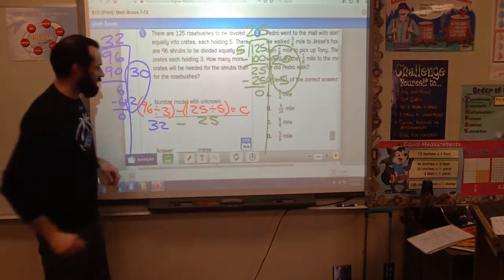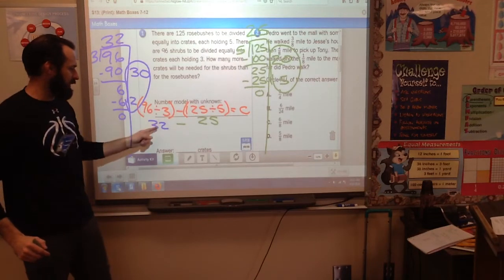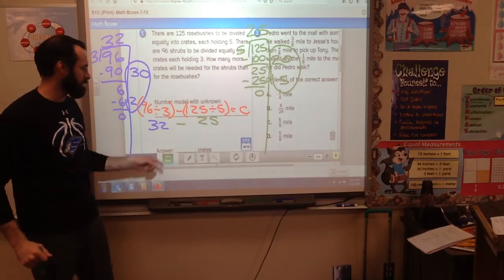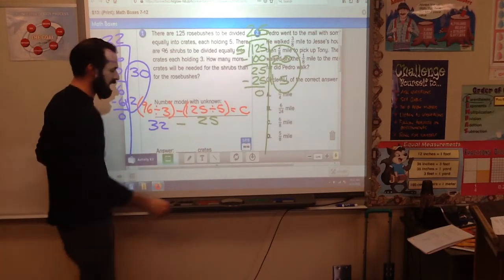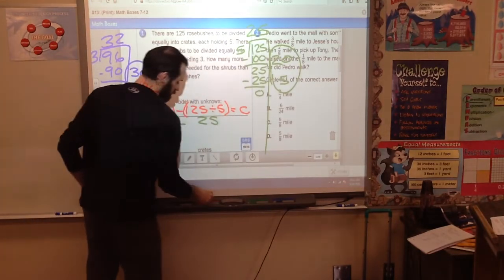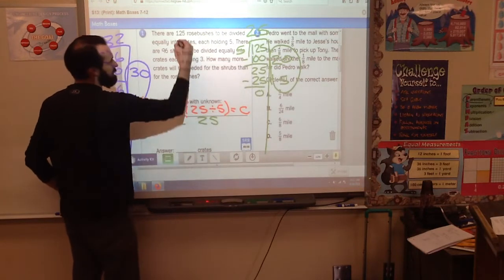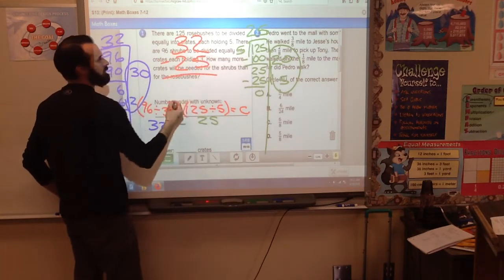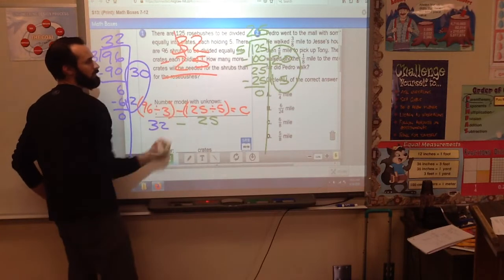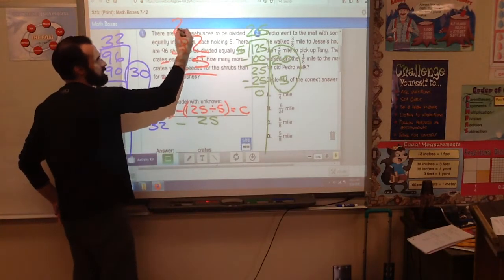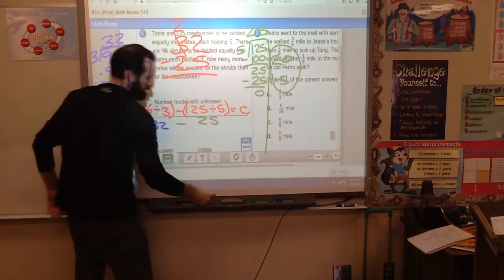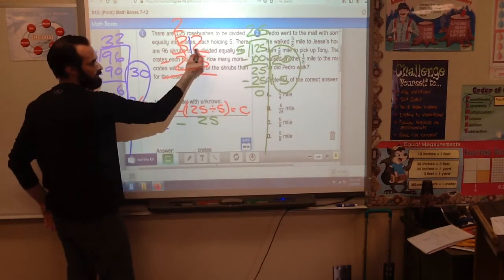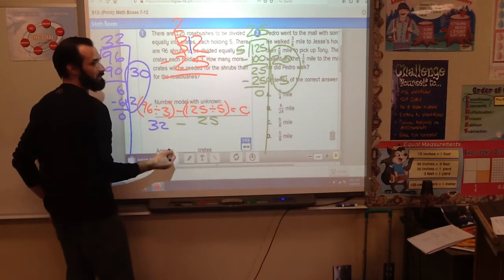So really what the problem becomes is 96 divided by 3 is 32. 125 divided by 5 is 25. 32 minus 25. Use red so maybe you can see 32 minus 25. Can't do 2 minus 5. Regroup from the 30. It becomes a 20. Use a different color for my regroup. That becomes 12. Okay, so 12 minus 5.